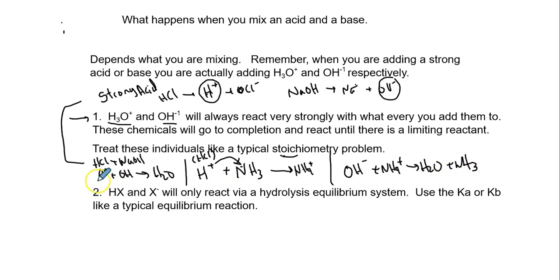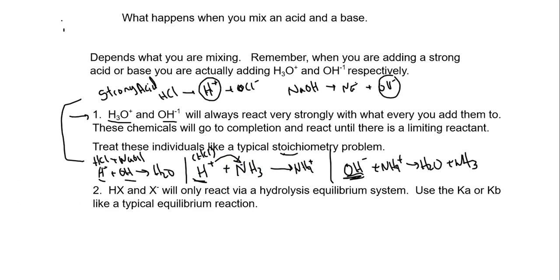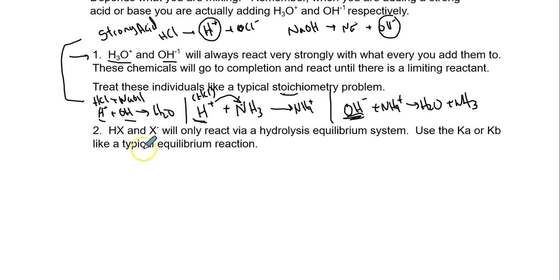Either way, if you have one of these guys, these will react until either they're gone or the thing they're reacting with is gone. That's a standard stoichiometry limiting reactant idea. Now, the other option would be if we only have weak components. We don't have one of these strong guys. We just have HX and X negative.